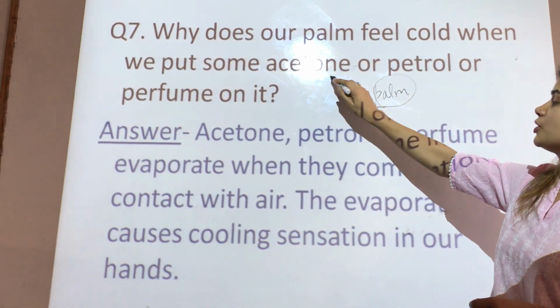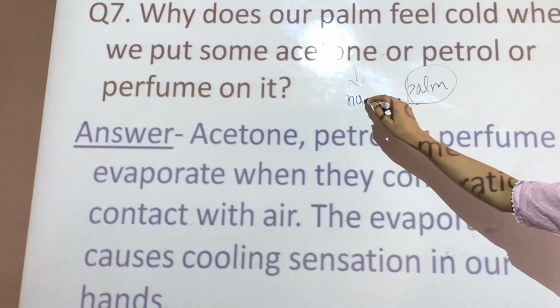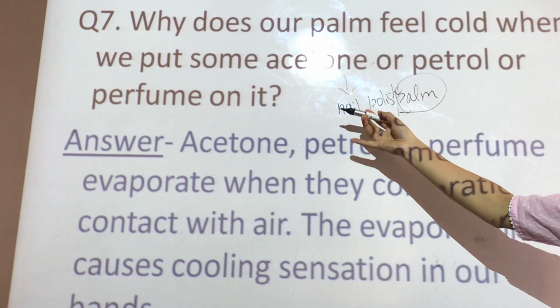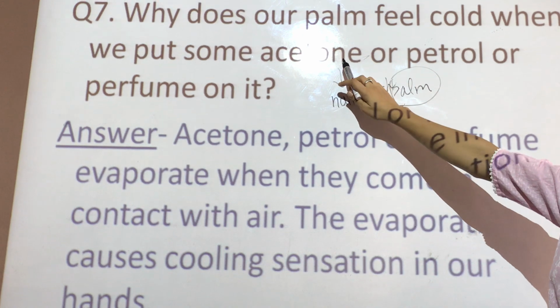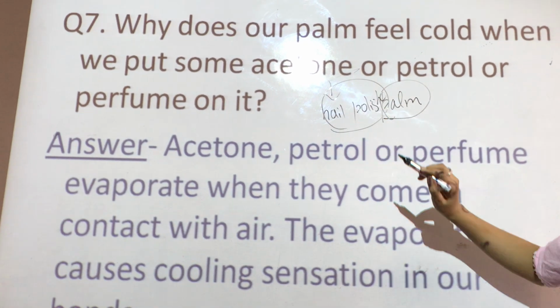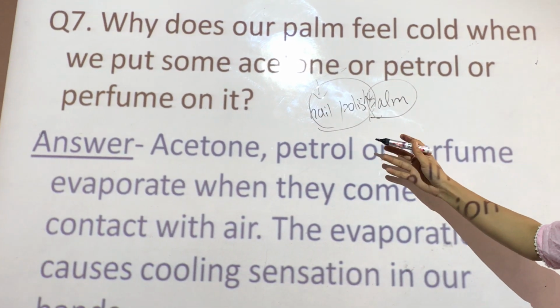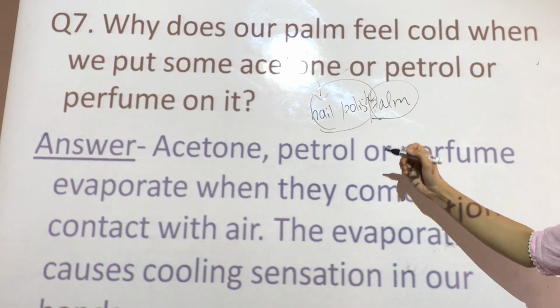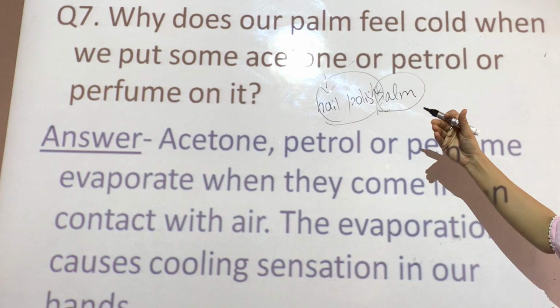Acetone is a liquid which is used for removing nail polish. You must have seen your mothers, your sisters, or maybe you have also used acetone to remove the nail polish from your hand. So by mistake, if you happen to put some acetone or petrol on your palm, you will feel cool. Your palm feels cold.